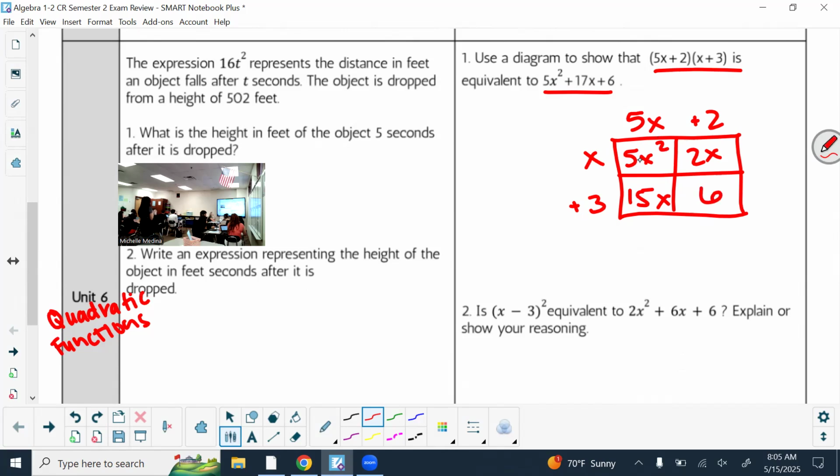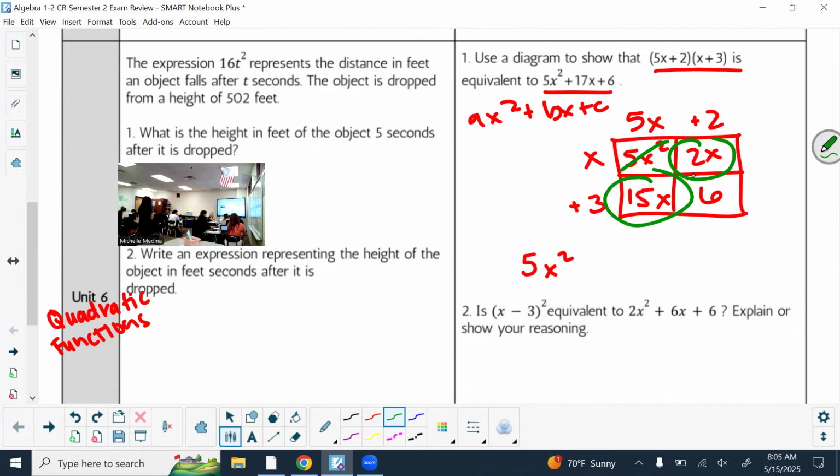Typically here, before you write your answer in standard form, you check to see if there are any like terms. Does the 5x squared have a like term? I start with that because typically we want it to go in descending order. The 5x squared doesn't have a like term. Does this x term have a like term?